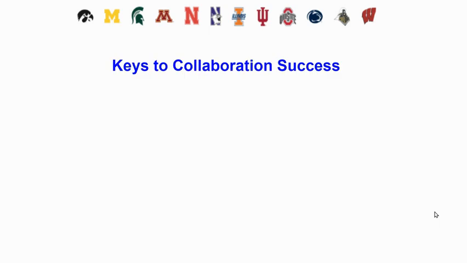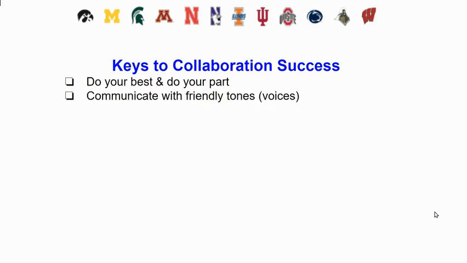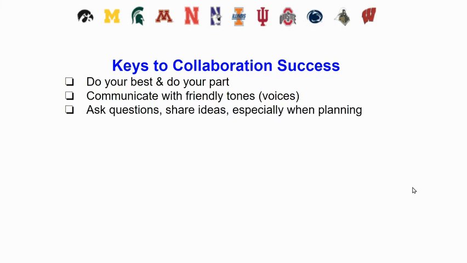All right, so some key collaboration tips. Do your best, okay? Nobody wants to be on the team where someone didn't do their part. Communicate with friendly tones. Use your friendly voices. Be patient. People might have questions. Ask questions. Share ideas, especially during the first 5 minutes when you're doing the planning. Give compliments. Take feedback, okay? Be an interactive and engaged part of the team.